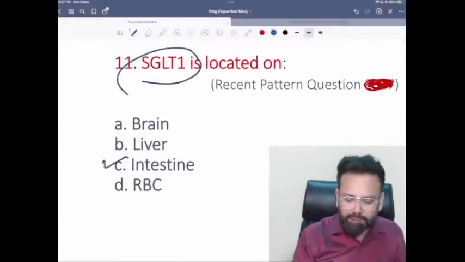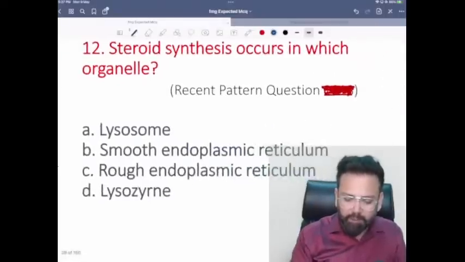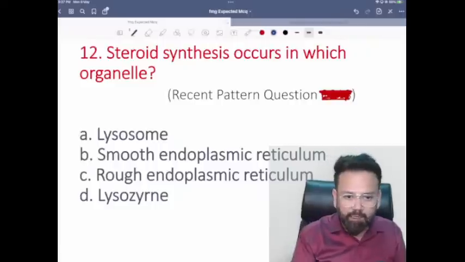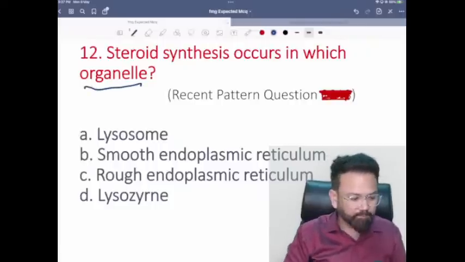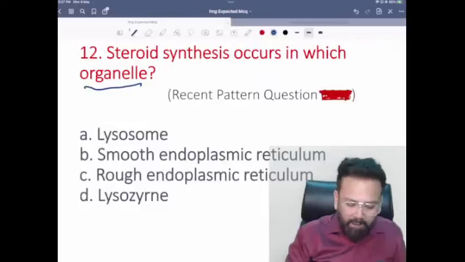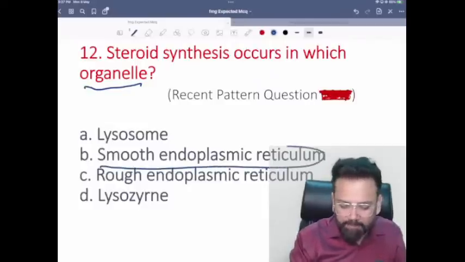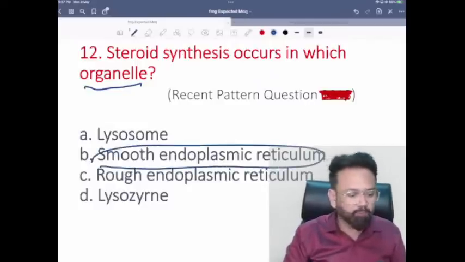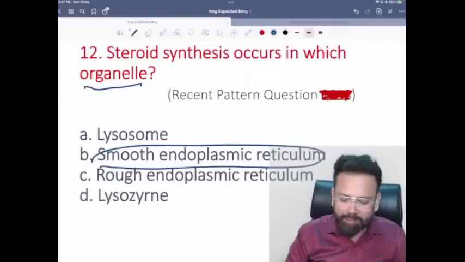Okay. Now again the same question. SGLT is where? Intestine. Steroid synthesis occurs in which organelle? Of course, smooth endoplasmic reticulum. It is smooth endoplasmic reticulum.